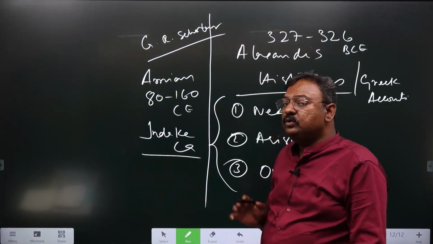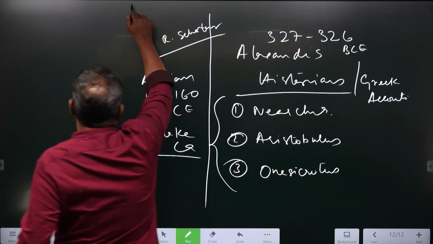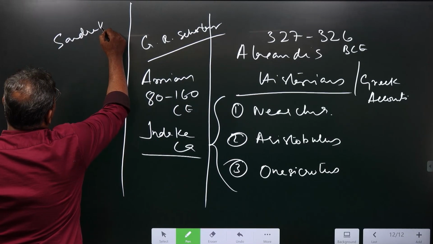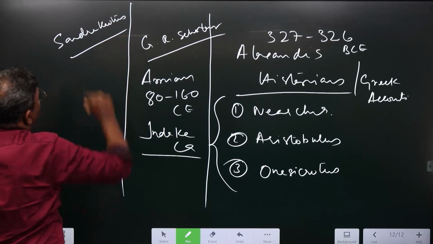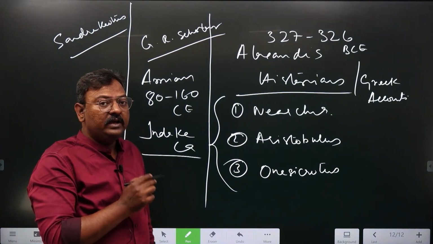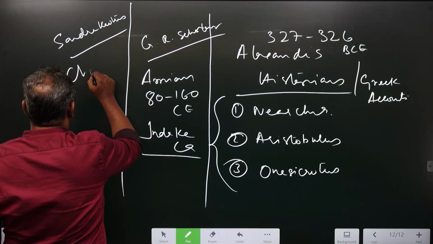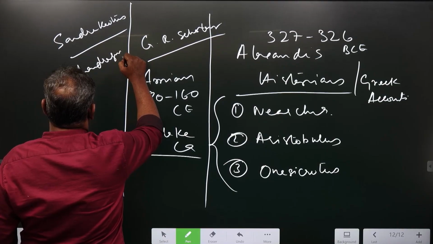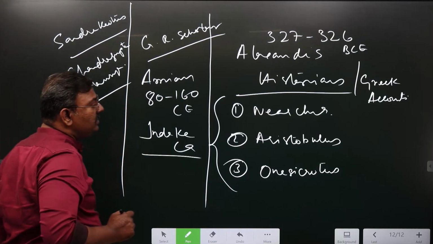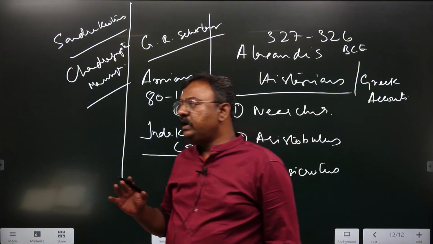In addition to that, they also talk about one prince named Sandrocotus. Sandrocotus, as mentioned in the Greek sources, is equated with Chandragupta Maurya, who ascended the mighty Magadhan Empire in 322 to 321 BCE.